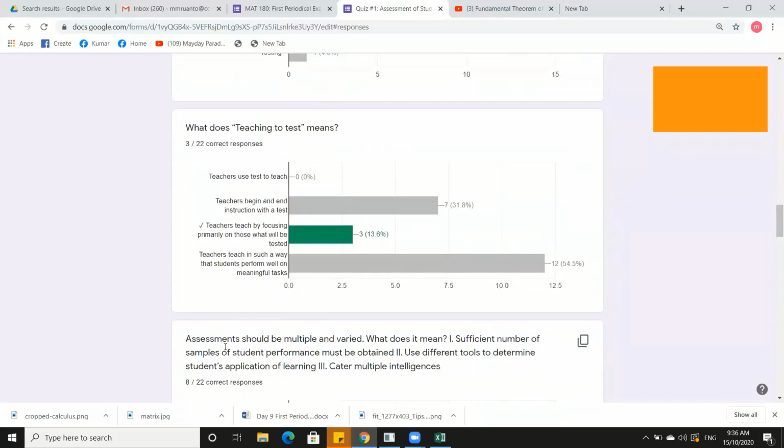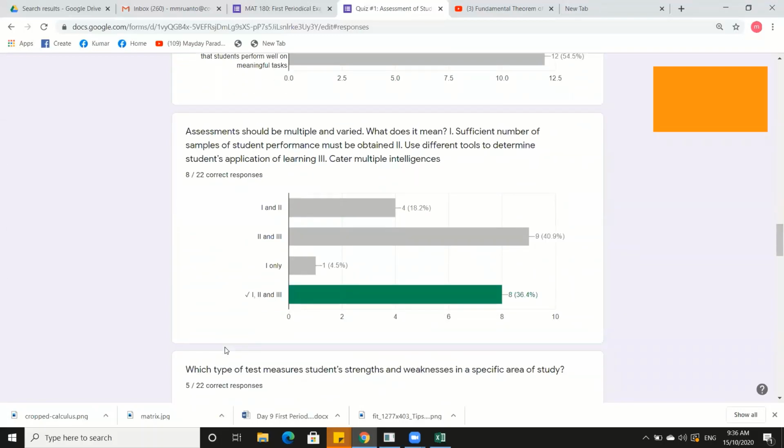So that's number two. Now let's go to number three. Assessment should be varied and multiple. So what does it mean? Number one, sufficient number of samples of student performance must be obtained. Okay, number one is correct. So lahat yung may number one, correct yun. So the answer could be A, C, and D. Okay, let's go to number two.